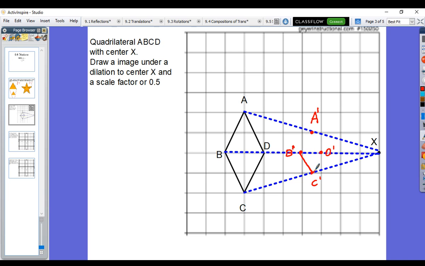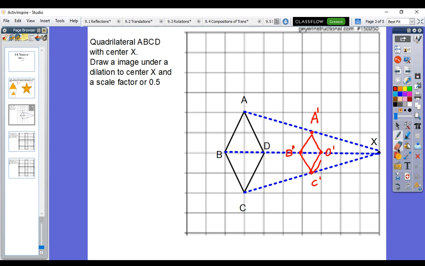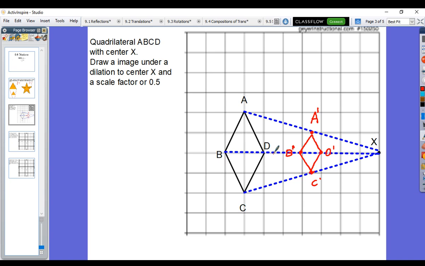Now check this out as we connect the dots. Let's see if I can clean this up a little bit. There we go. Now let's look at this same shape, a diamond, a little bit smaller. It's half the size, actually.